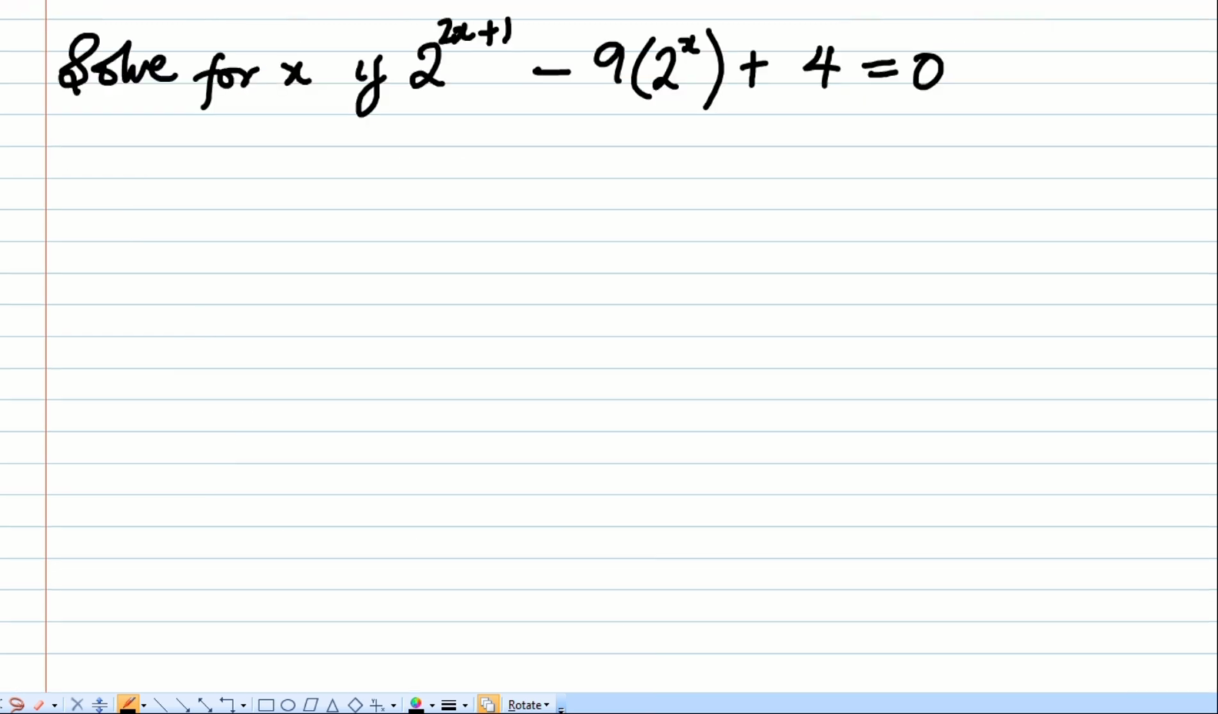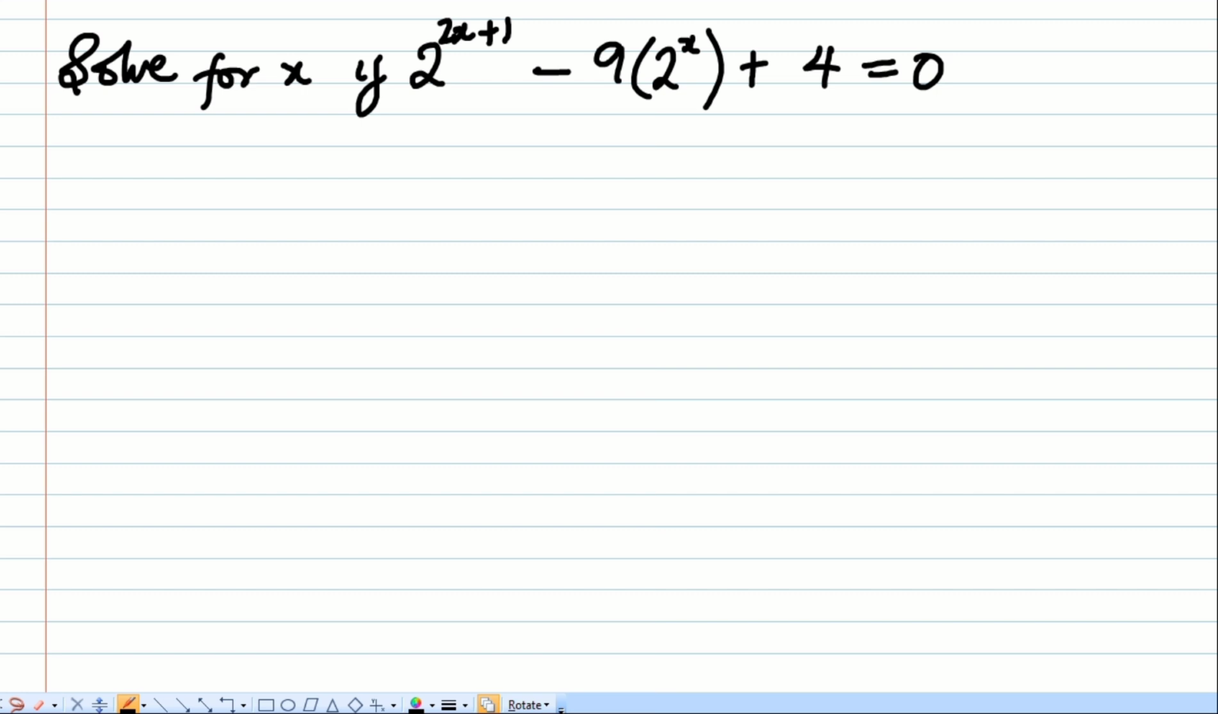Now let's look at another question here. So it said solve for x if 2 raised to power 2x plus 1 minus 9 times 2 raised to power x plus 4 equals 0. Now this is already pointing to something, because you know that an equation that is equal to 0 is most likely going to be a quadratic equation, right?